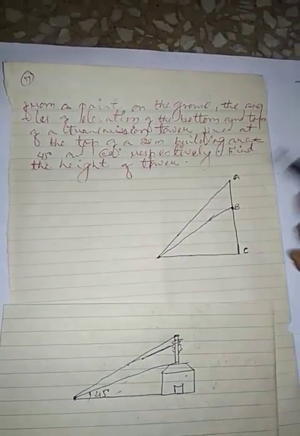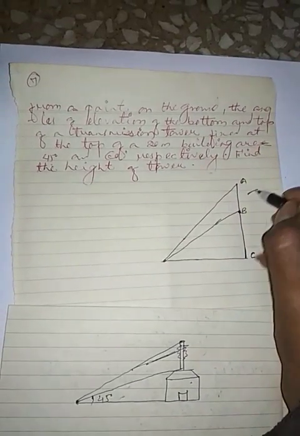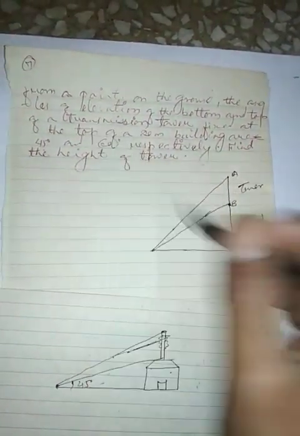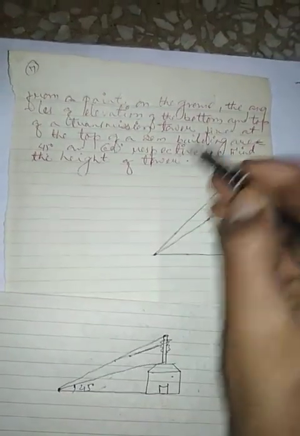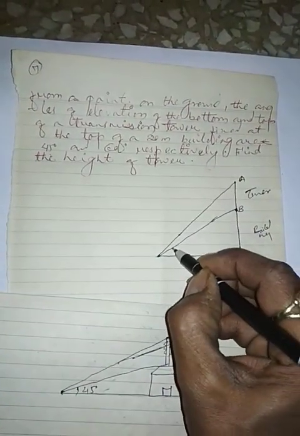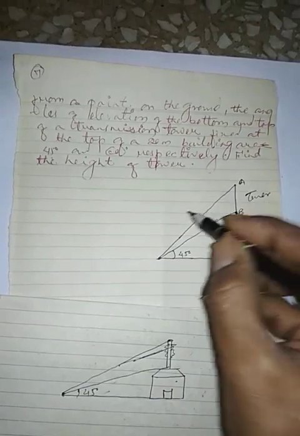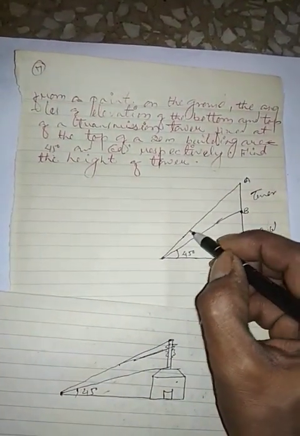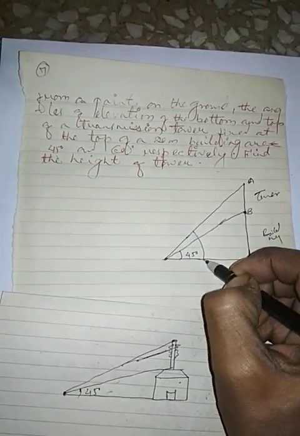So it's all right. This is the tower, this is the building. So tower and building. The angle of elevation at the bottom of the tower, it says bottom is 45 degree, make it 45 degree, and the top of the building. So if I am moving to the top of the building, it means that we shall carry the angle of elevation 60 degree here.